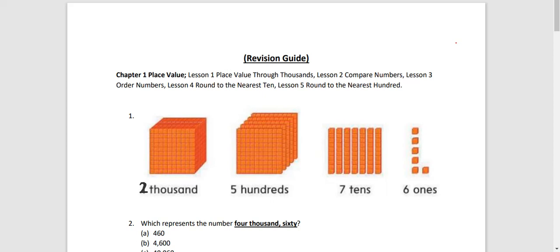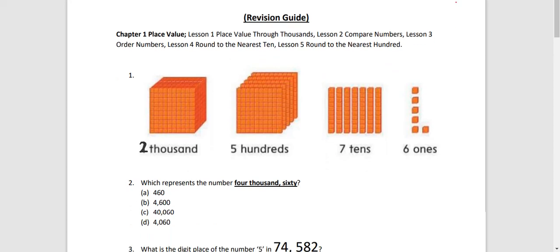Hello everyone. So quickly let's look at this revision guide. The whole of chapter 1 is being considered here.